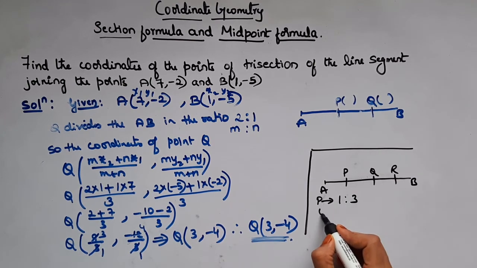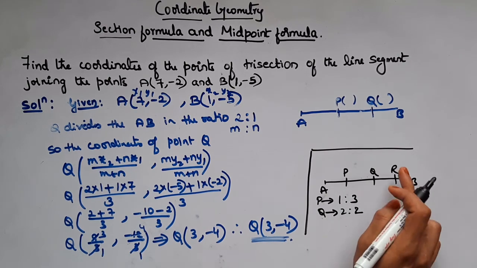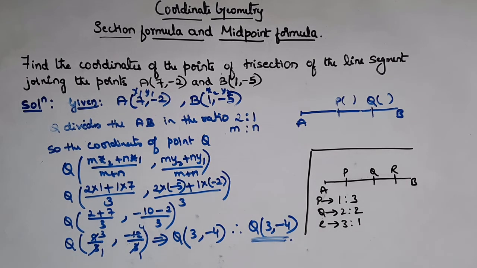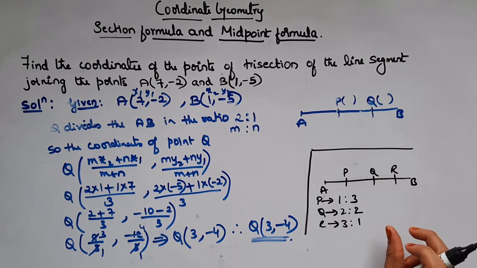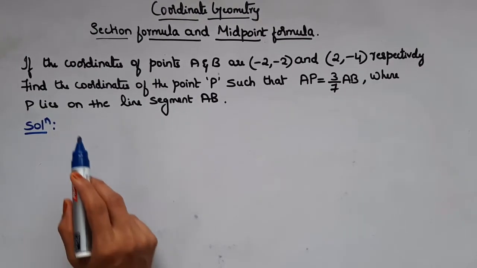Alright, and Q divides AB in the ratio 2:2, and R divides AB in the ratio 3:1. So keeping this in mind, you can solve similar type of questions. Now let's see this problem.